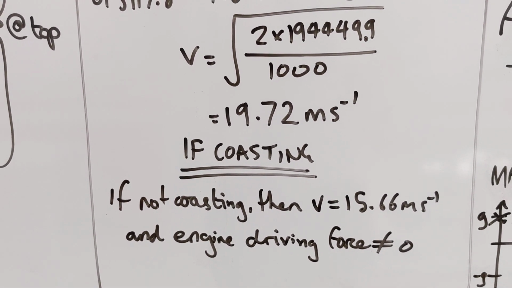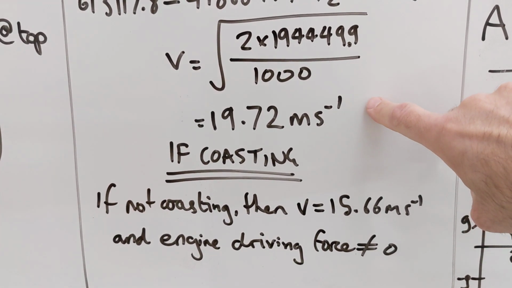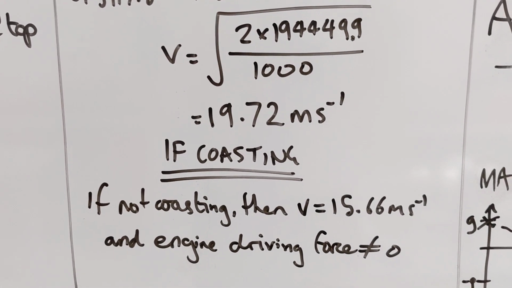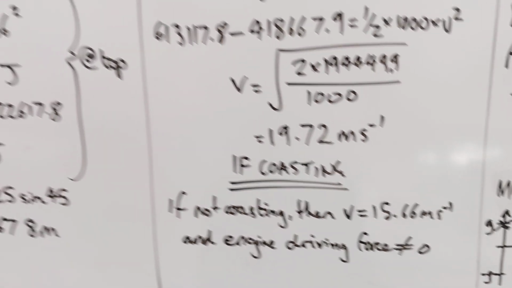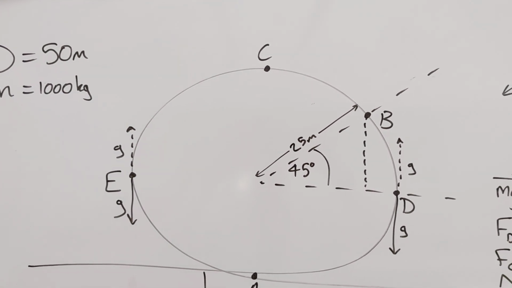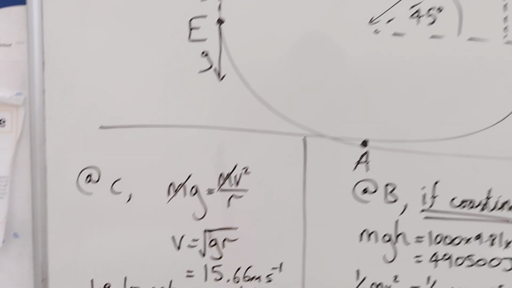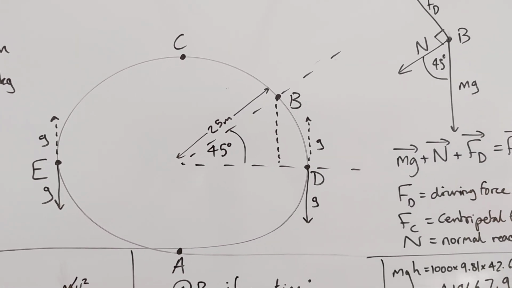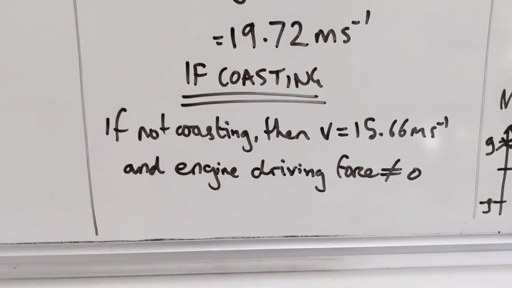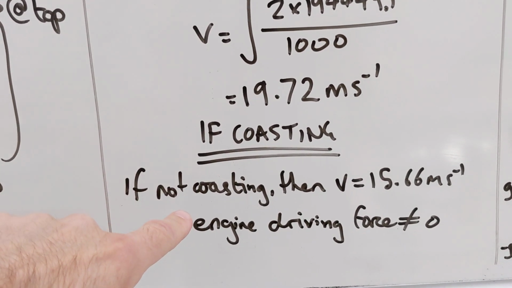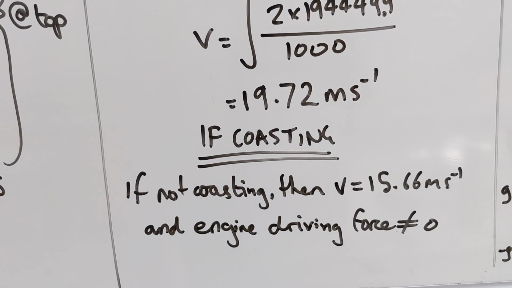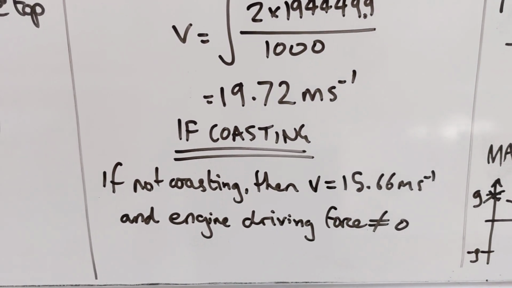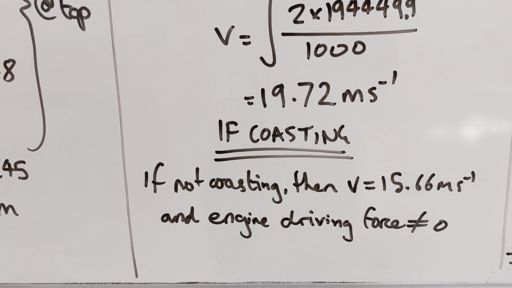But that wasn't the question. A lot of students did manage to get to this number, but the question was, the point was I wanted to go all the way around this circle at the lowest possible speed. And the lowest possible speed we already calculated as 15.6 meters per second. Now, if we're going at the lowest possible speed, and we're not coasting, and that is the lowest possible speed, then the driving force from the engine and any braking force is not going to be zero. And that's where it gets a bit more tricky.